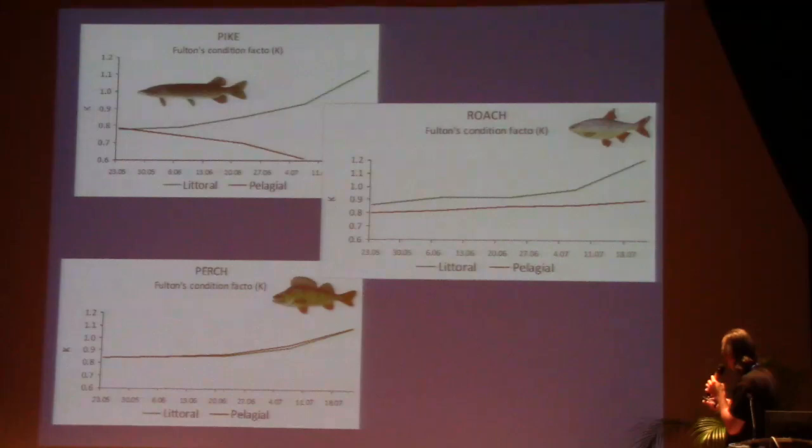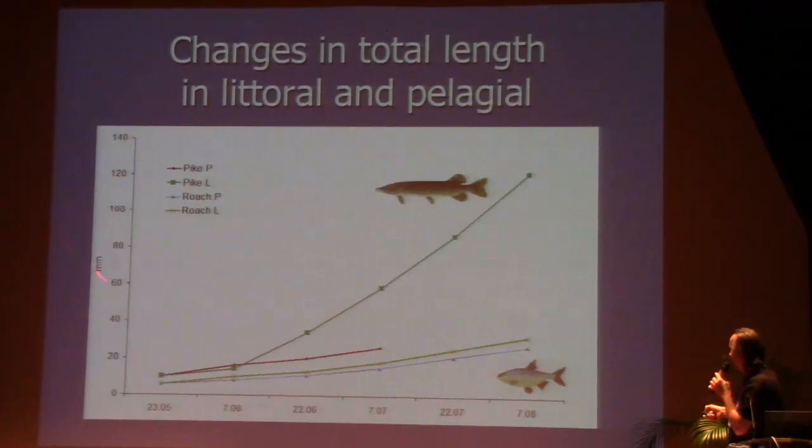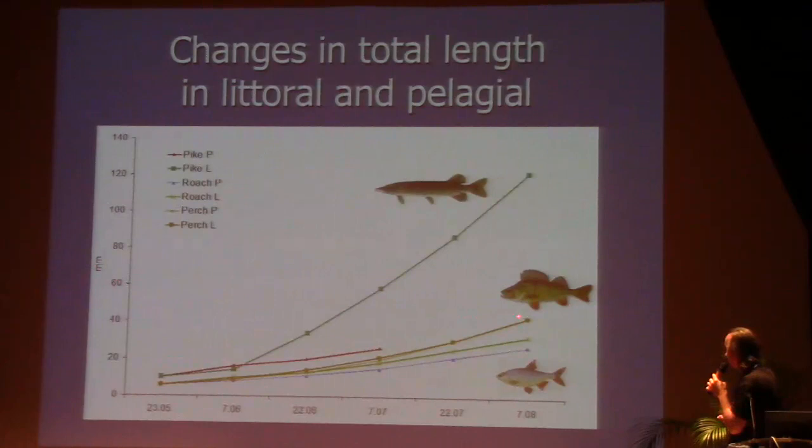And how it translates to the total length, this is pike in open water and in littoral zone. And yes, there is this N for this population here. These are roaches, vegetation roaches and open water roaches, and perches. No big difference among these guys. Perch seemed in this case to be very tolerant to different conditions and a very wise fish.